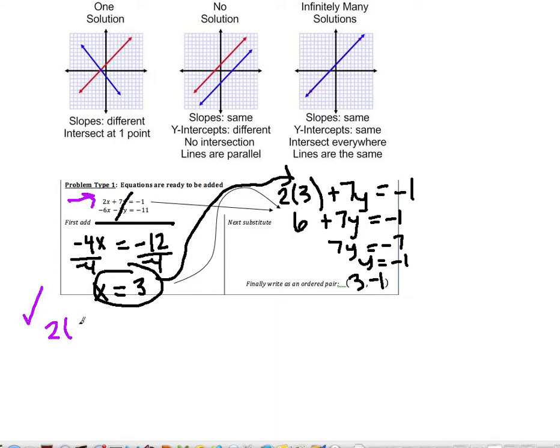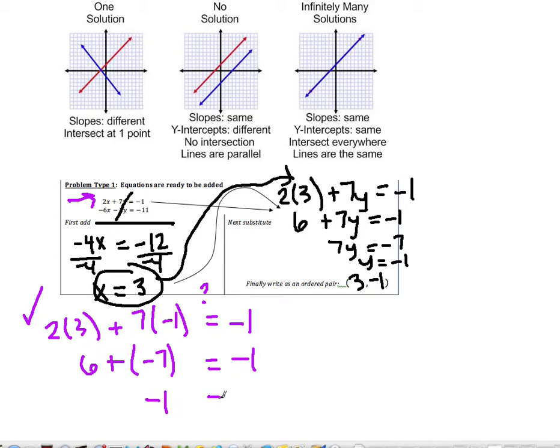So 2 times 3 plus 7 times negative 1 equals negative 1. Is this going to be true? 2 times 3 is 6 plus 7 times negative 1 is negative 7. Okay, 6 plus negative 7 is negative 1. Negative 1 equals negative 1. Yes, this works.